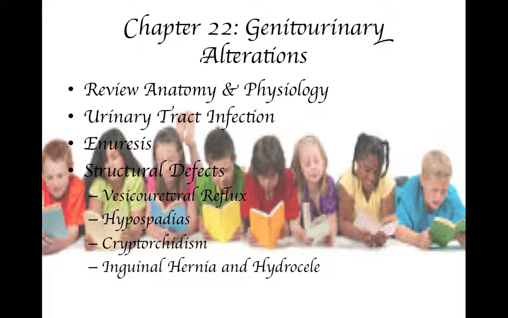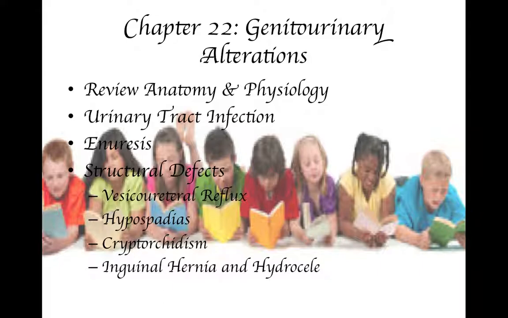A hydrocele usually resolves by 1 year of age. However, if it does not resolve spontaneously by this time, it means a hernia is present and should be surgically repaired. The procedure is called a hydrocelectomy and is the same as for a hernia.